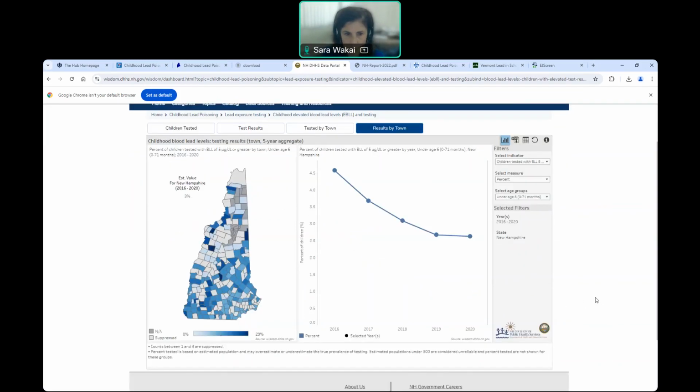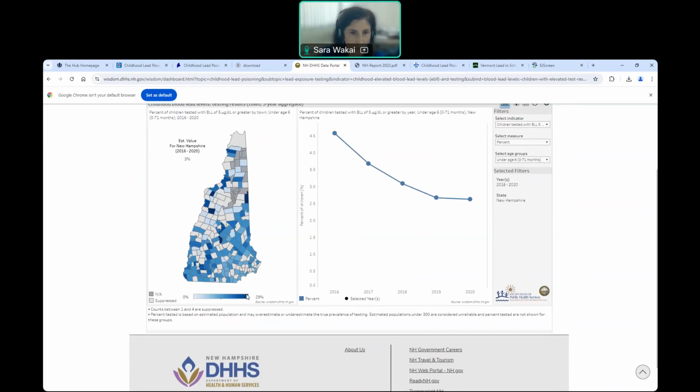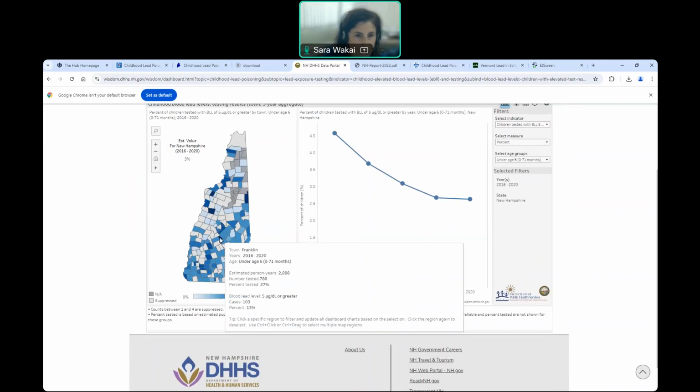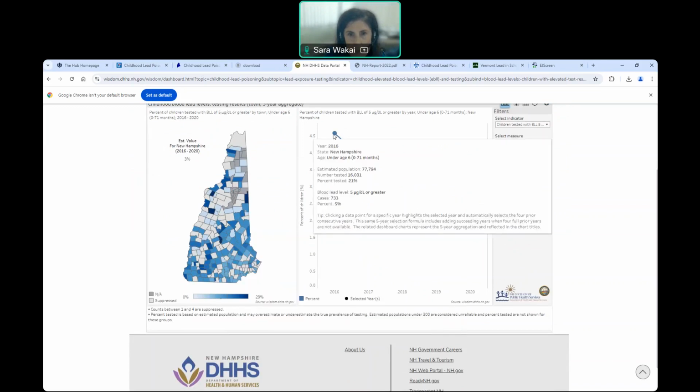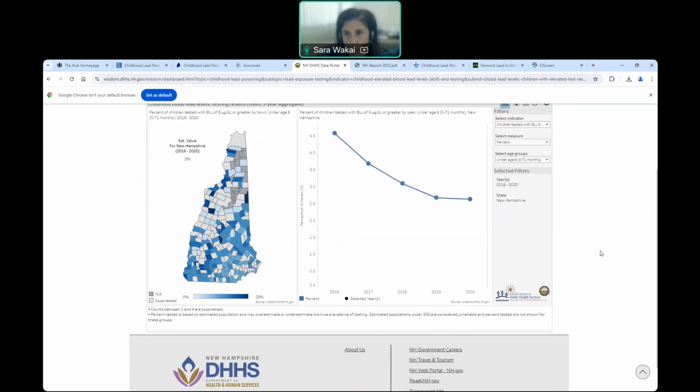Again, it's kind of the same principle. The darker the blue, the higher the percentage. And if you scroll over one of the dark blue areas, it'll give you additional information. You can roll over the data points, and it'll give you additional information here.